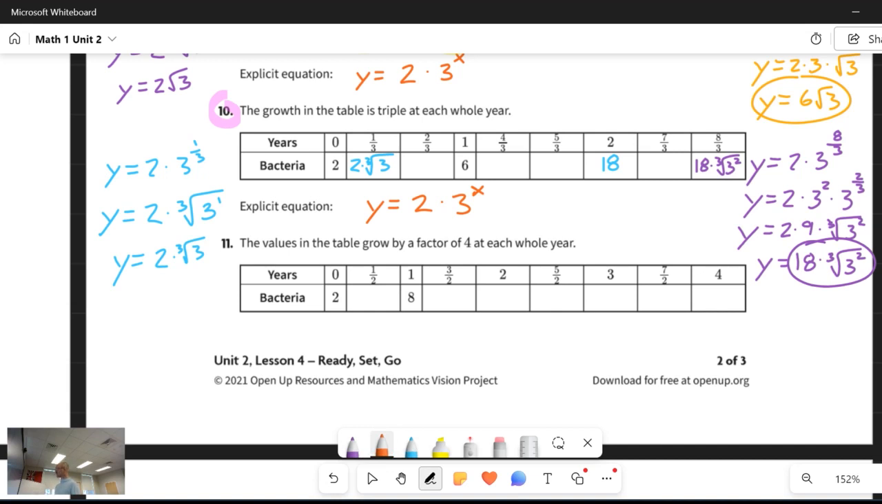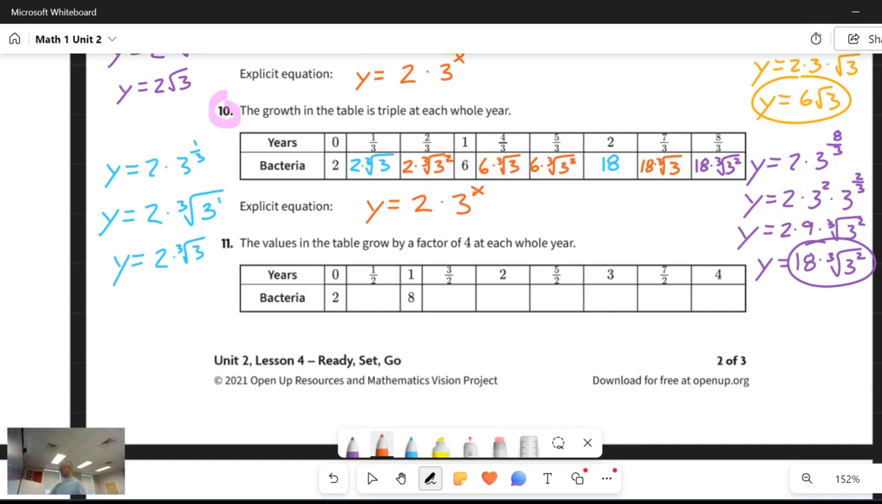I'm going to put the answers down just so that we can see them, just in case you are somebody working at home and want to get the rest of these. So bear with me one second as I go and do these. 18 times the cube root of 3, 6 times the cube root of 3 to the second, 6 times the cube root of 3, and then here was 2 times our cube root of 3 all to the second power.